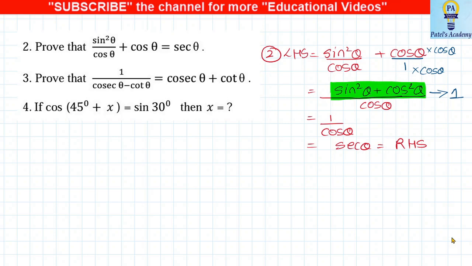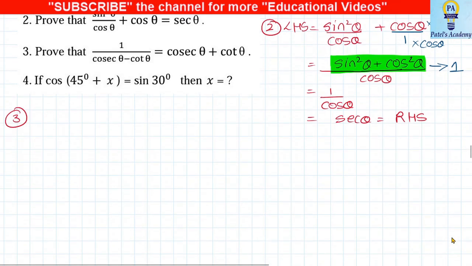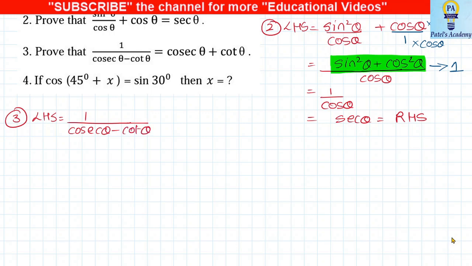Okay, that is the second sum. Let's see the third one. Again, we have to prove that. We'll start with LHS. This sum you can even start with RHS also, but we'll follow the third, starting with LHS. LHS is 1 upon cosec theta minus cot theta.